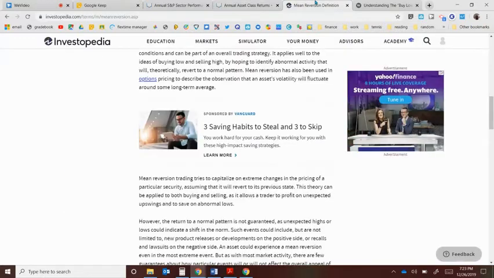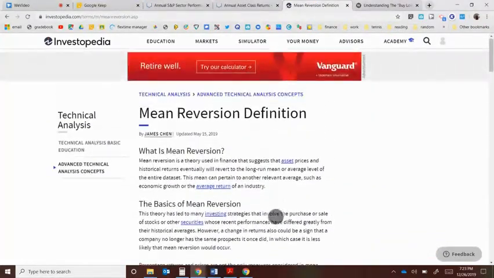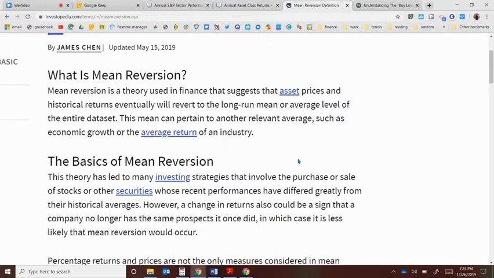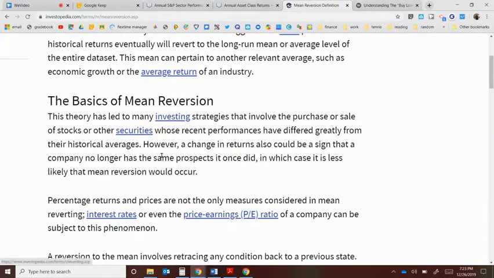Let's look at mean reversion. Mean reversion is the theory that asset prices eventually revert to long-term means or averages. So if we're looking at certain years that were very low in percent compared to others for a few years in a row, mean reversion theory is saying that there's a good chance that it might be higher in the near future to even out to get back to the mean. Right? Change in returns can be a sign a company no longer has the same prospects. Then obviously if there's some inherently wrong thing of a company, it will lower that as well. Right?